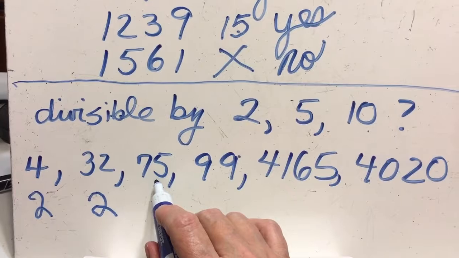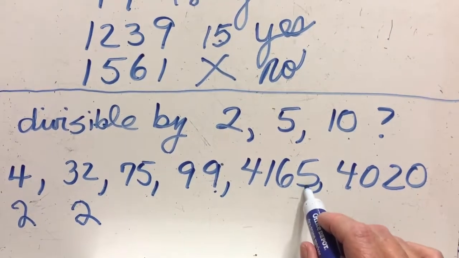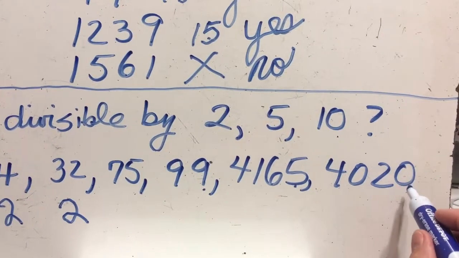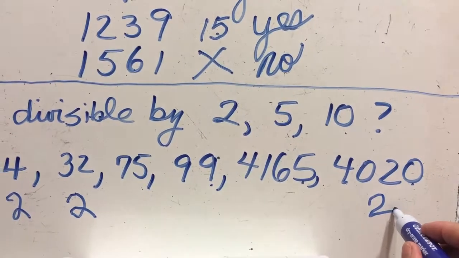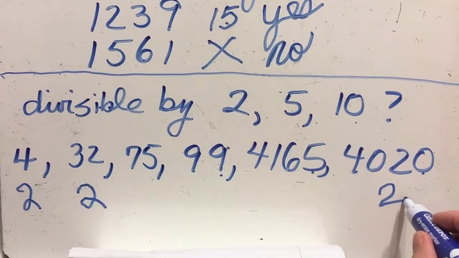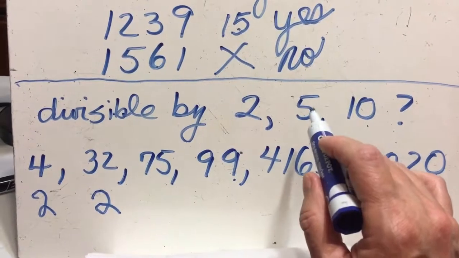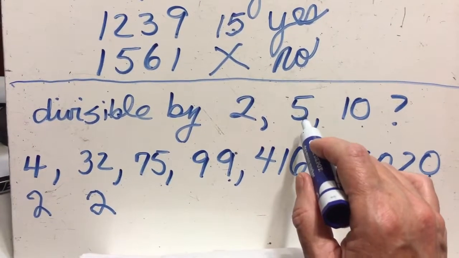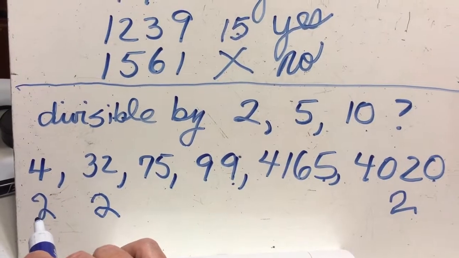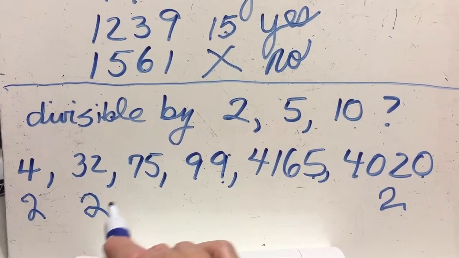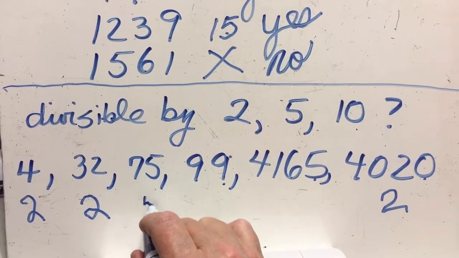This one has a 5 on the end, so that's a no. 9 on the end, that's a no. 5 on the end, but then this one has a 0 on the end, and a 0 is even. So those are all divisible by 2. Okay, now we're going to look at 5. 5 means the last digit is 0 or 5. So this one is not divisible by 5. This one is not, but this one has a 5 on the end, so it is divisible by 5.